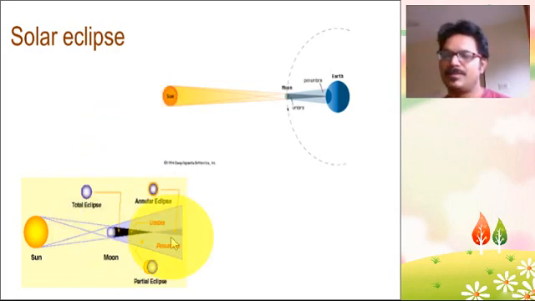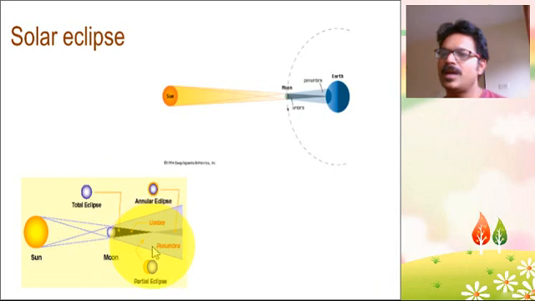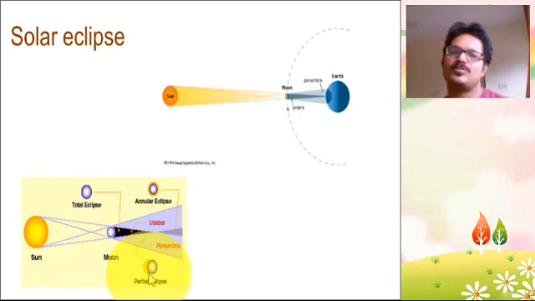Let us see the second image. When the earth comes in the umbra region of the moon's shadow, then you won't be able to see the sun, which is called a total solar eclipse. When the earth is in the penumbra region, then a partial shadow of the moon falls on the earth. Then you can see the partial sun, which is called a partial solar eclipse.